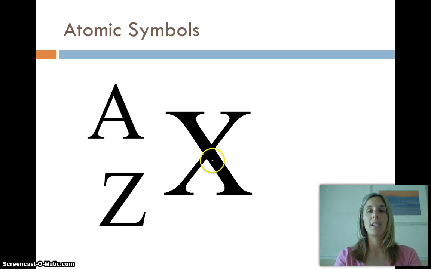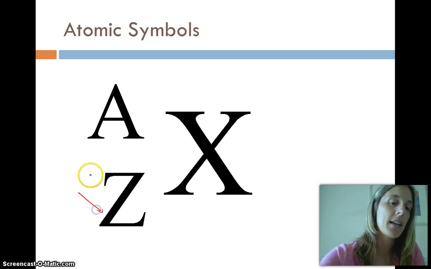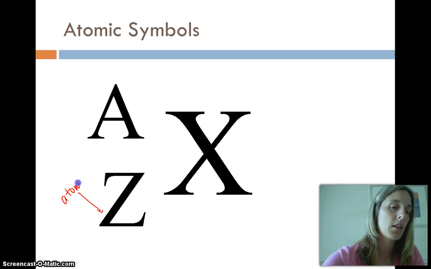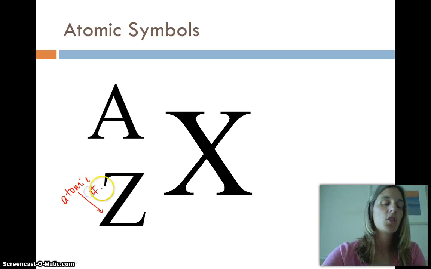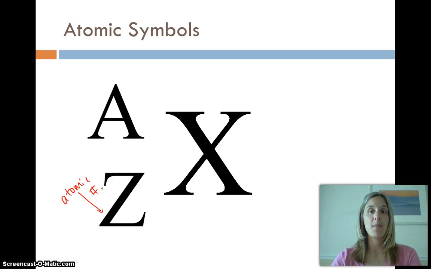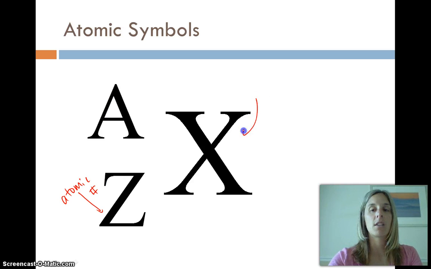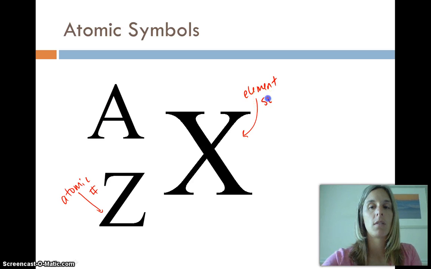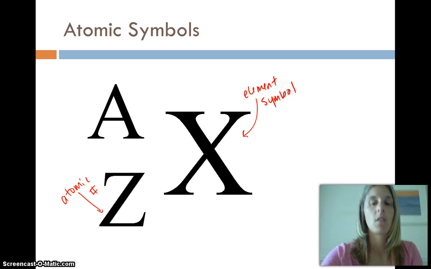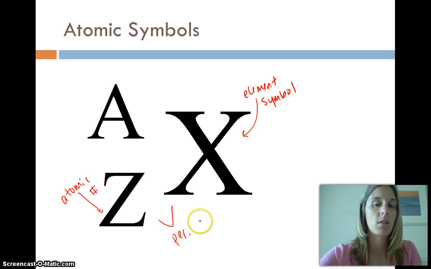So how you write an atomic symbol is it always follows this format. You'll have an A on top, a Z on the bottom, and an X on the side. Well, what the heck do A, Z, and X actually mean? This guy down here, Z, is going to be your atomic number. So you're going to copy him right off the periodic table. That atomic number is going to go with an element symbol. So these two pieces of information come from your periodic table.